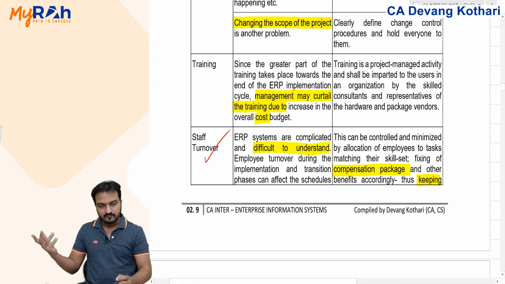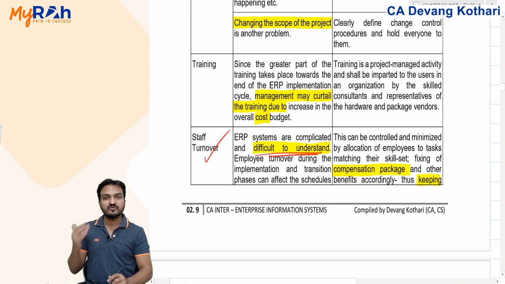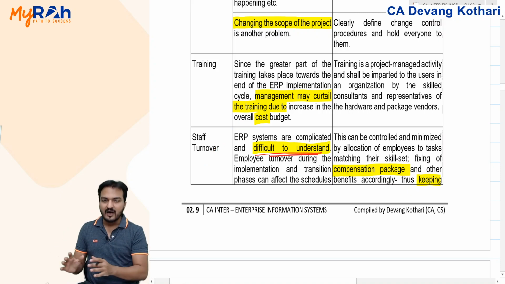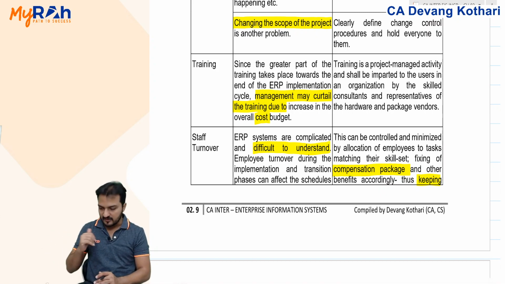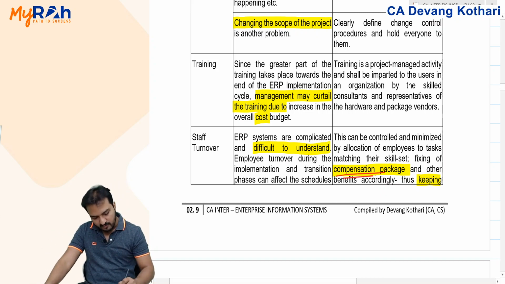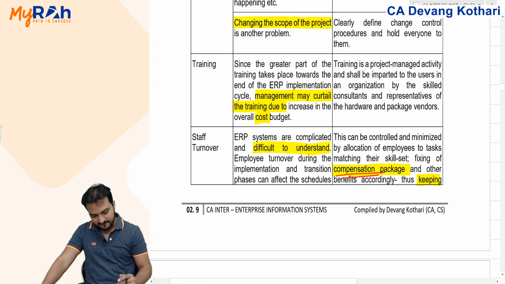Staff turnover, yes, ERP systems are difficult to understand. Once I have given training to the employees, they know the software. Now if that employee leaves the company, then definitely it is a risk for the company. To prevent that, you should give proper compensation, proper pay to the employee so that he does not leave the company.